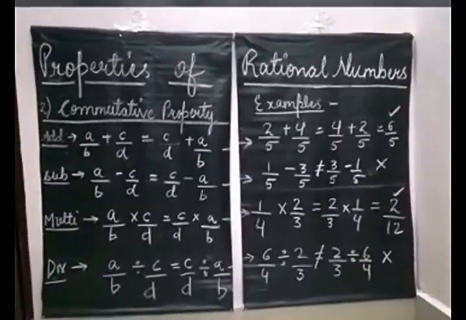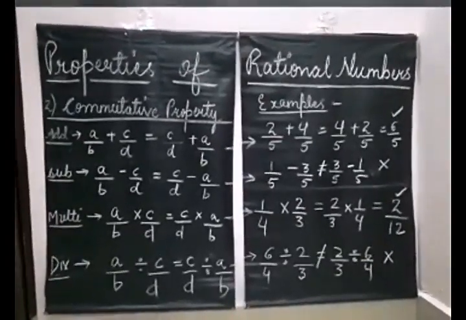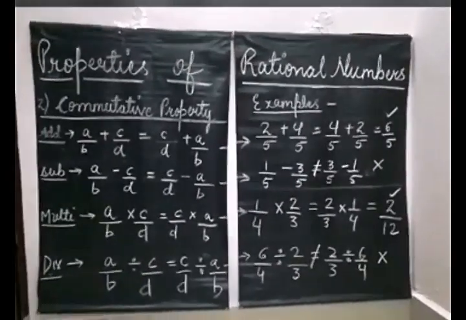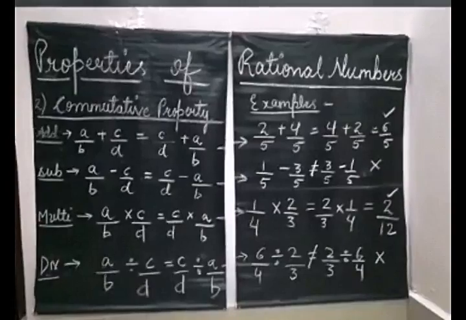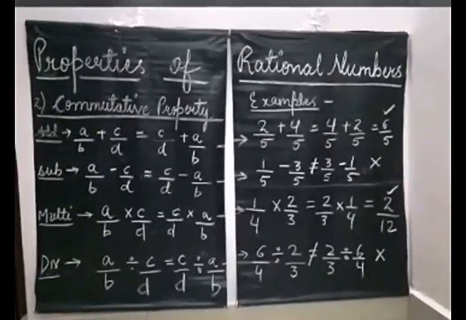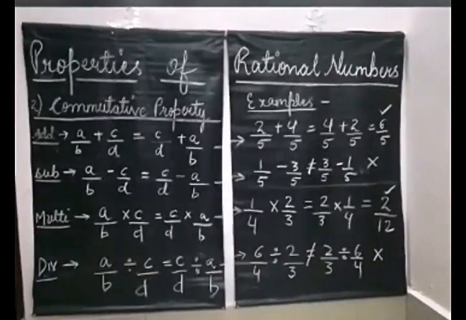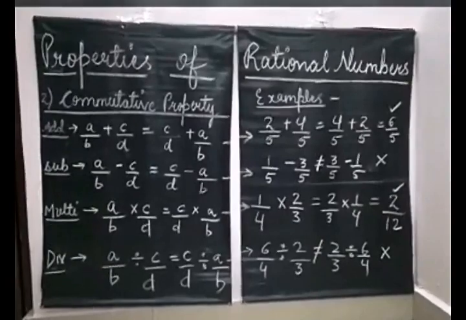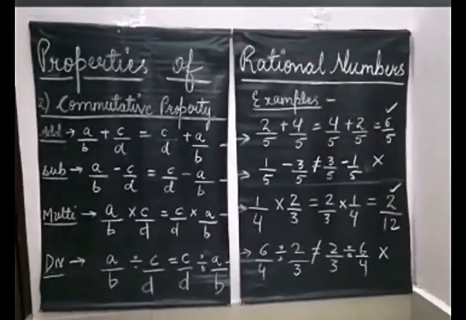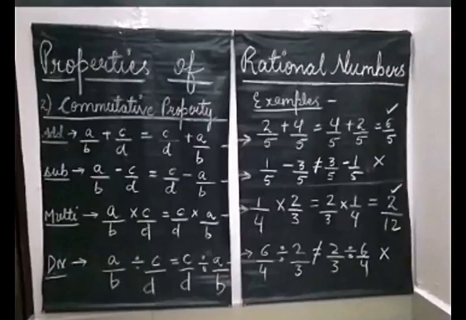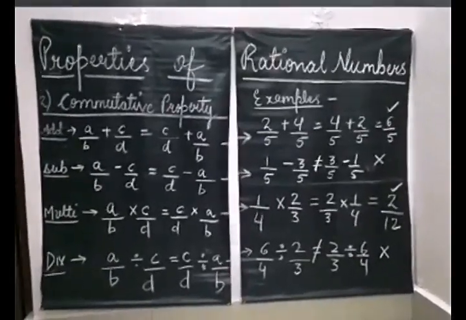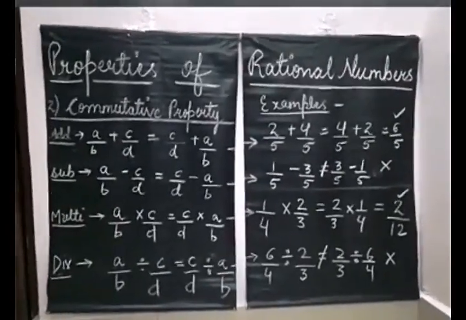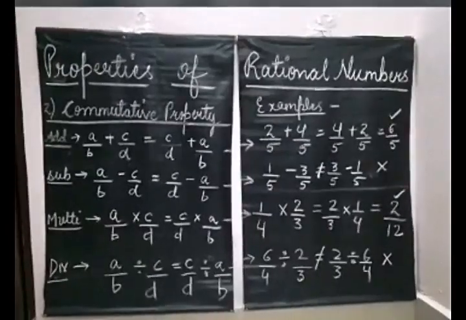That's why commutative property is applicable in case of multiplication. Now let us check in case of division. In case of division, A upon B divided by C upon D must be equal to C upon D divided by A upon B. Let us see with the help of an example. 6 upon 4 divided by 2 upon 3 must be equal to 2 upon 3 divided by 6 upon 4. In previous classes you have learned how to solve such types of questions. So when you solve, you will get that RHS is not equal to LHS. It means that commutative property is not applicable in case of division.